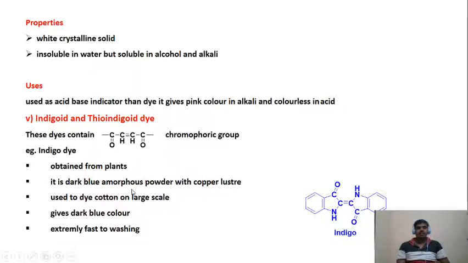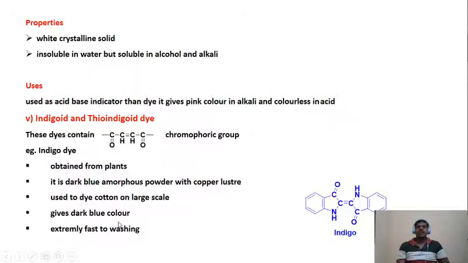It is a dark blue amorphous powder with copper luster. Copper means tamba surface, right? So that type of luster it has. Okay, then it is used as a dye to color cotton on a large scale.